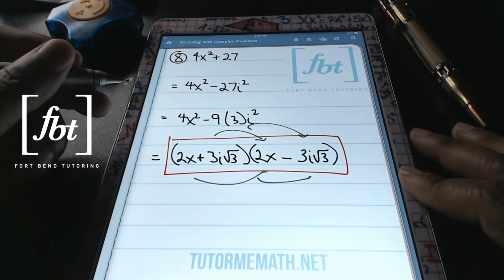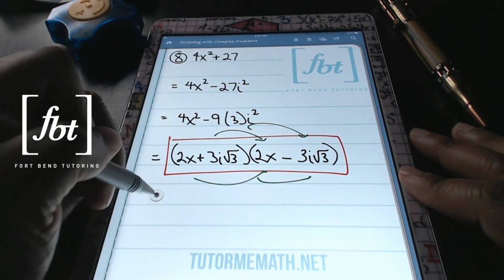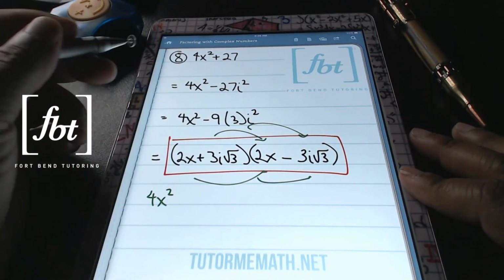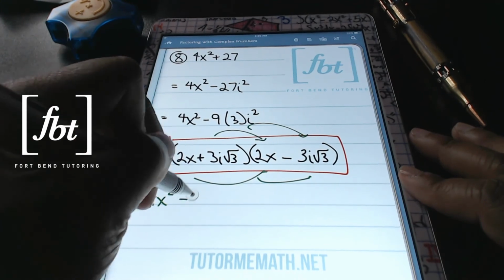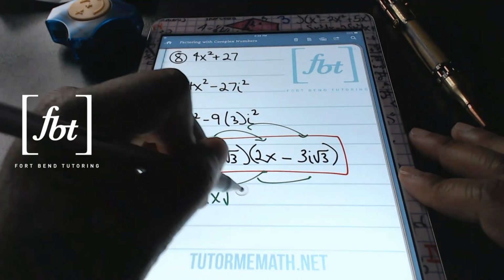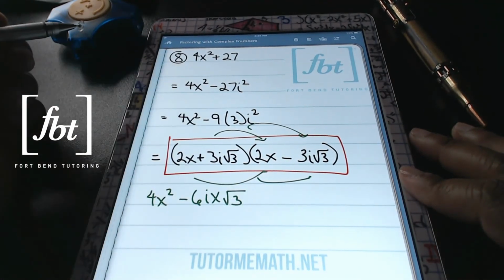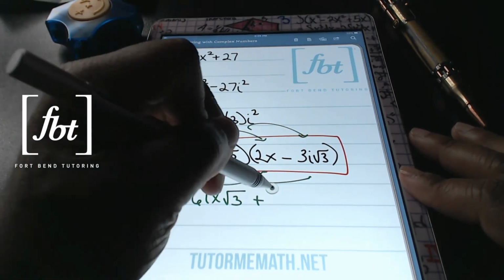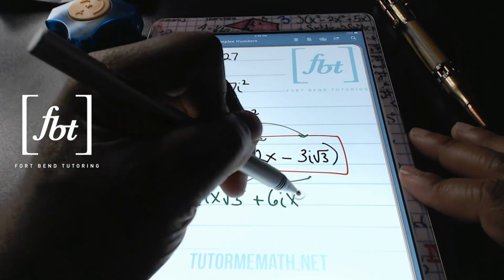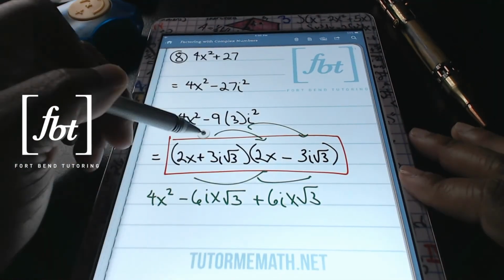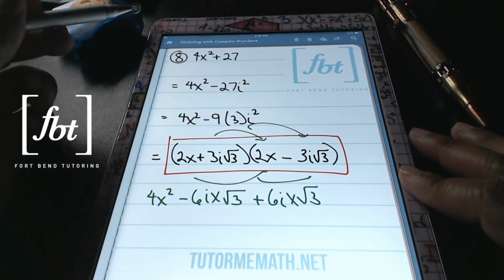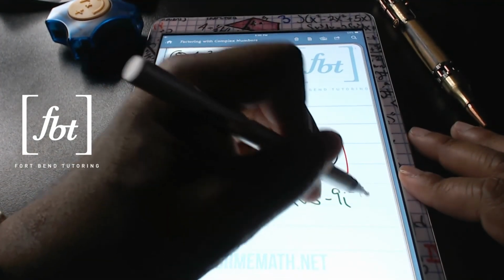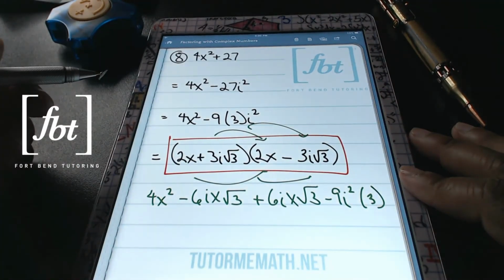Well, let's see. We'll have the 2x times 2x. That gives us 4x squared. Then we'll have 2x times negative 3i times the square root of 3. That gives you negative 6ix times the square root of 3. Then multiplying 3i times the square root of 3 times 2x, you end up with a positive 6ix times the square root of 3. Then multiplying 3i times the square root of 3 times negative 3i times the square root of 3, you'll end up with a negative 9i squared times 3.